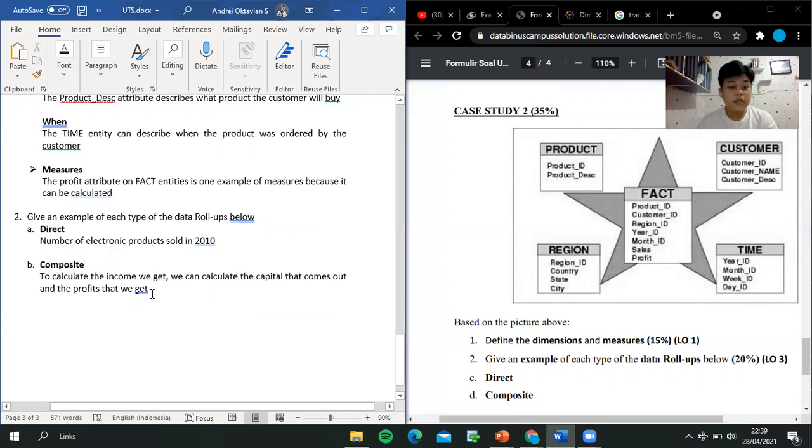The composite is to calculate the income we get, and we can calculate the capital that goes out, and the profits, which is what we get. So from the measure, we know what kind of profit we have and how much it is.